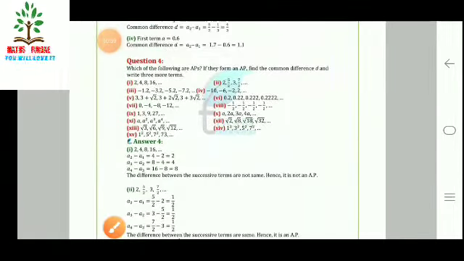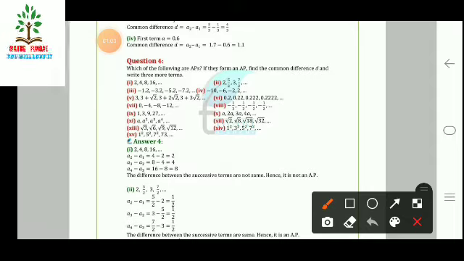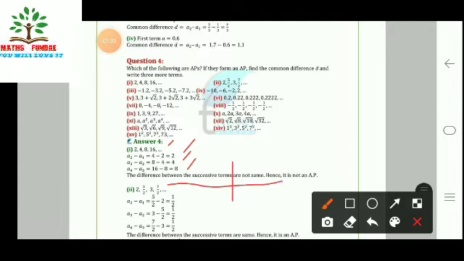In question number 4, they are saying which of the following are APs. First we have to check whether the given lists are APs or not. If they form an AP, find the common difference d and write 3 more terms, meaning the next 3 terms we have to write. Looking at the first part, they have given us 2, 4, 8, 16. So the difference a2 minus a1 is equal to 2, a3 minus a2 is equal to 4, and a4 minus a3 is equal to 8. We can see here that the difference between the consecutive terms is not the same, so it is not an AP.